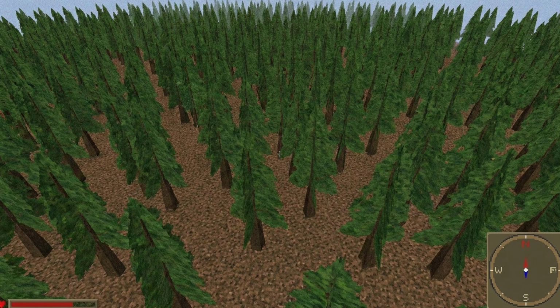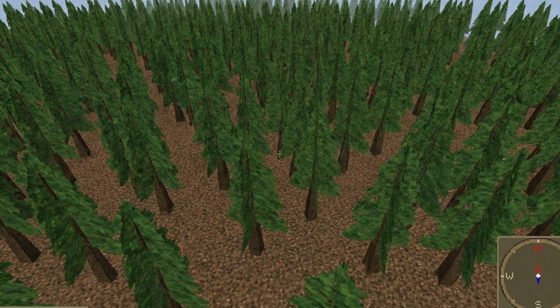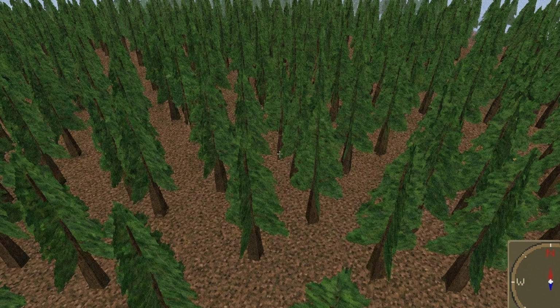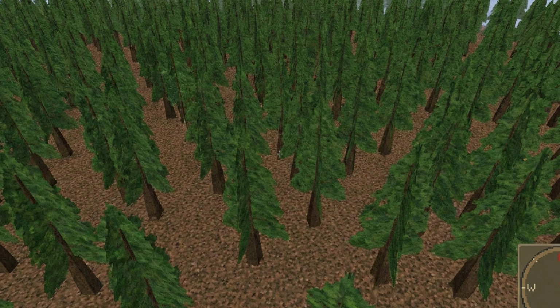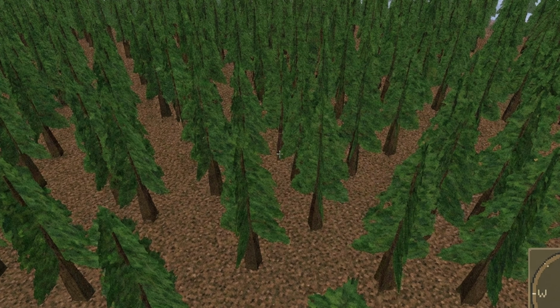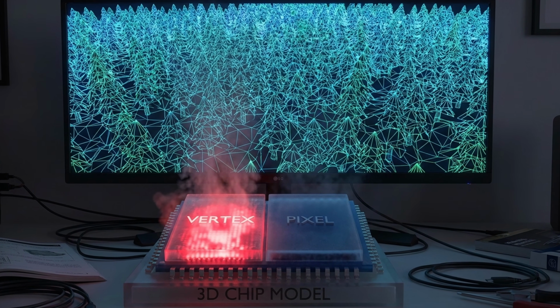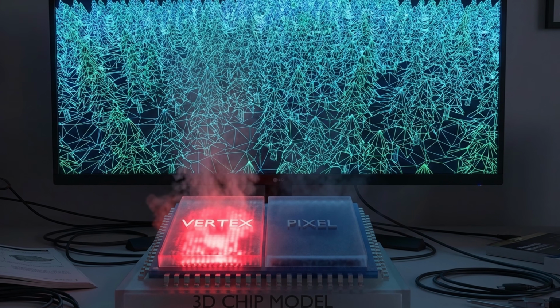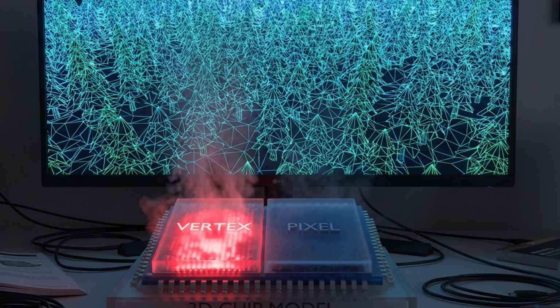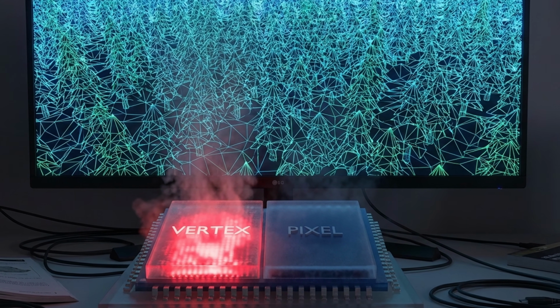If a game scene featured highly complex geometry, such as a dense forest of individual trees moving in the wind, but utilized very simple, unlit textures, the vertex units would be completely overwhelmed and become a bottleneck, while the pixel units sat idle, wasting immense computational potential.